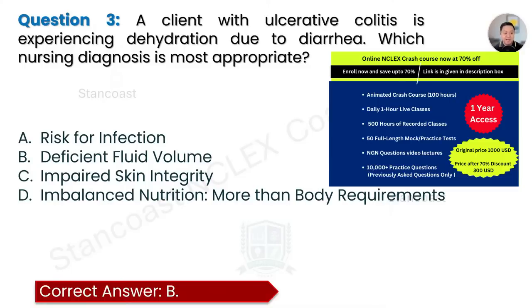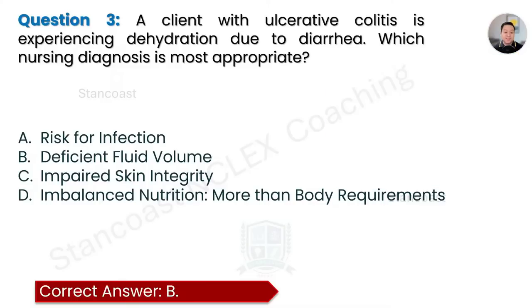Now, letter D, imbalanced nutrition more than body requirements, is also incorrect because clients with ulcerative colitis typically experience weight loss and malnutrition, not overnutrition. And malabsorption, poor intake, and increased metabolic demands during exacerbations make this diagnosis irrelevant. And again, you got to eliminate options that are inconsistent with the typical clinical presentation of ulcerative colitis.